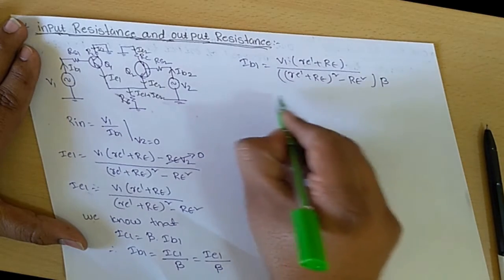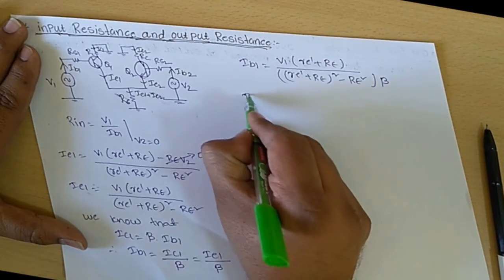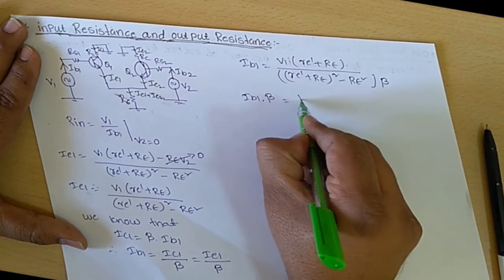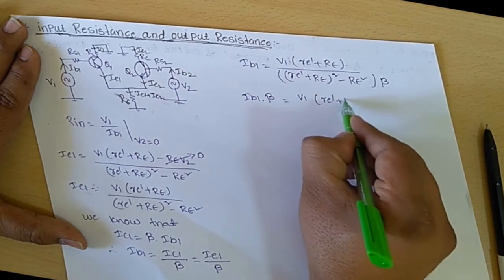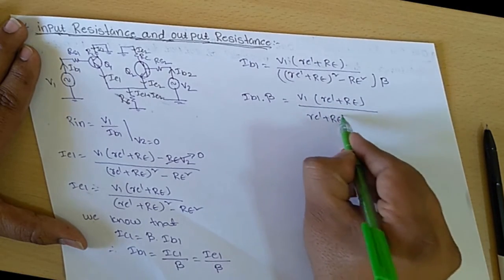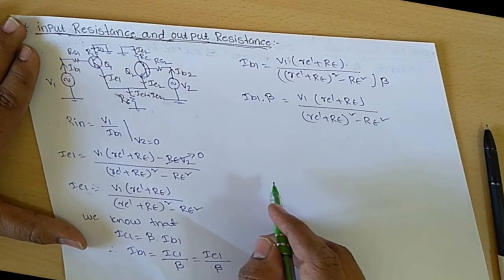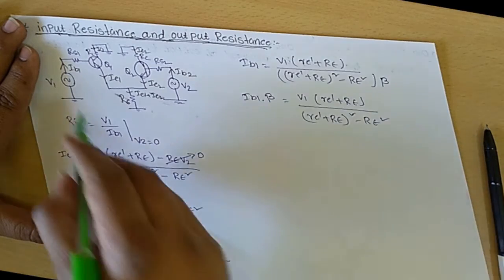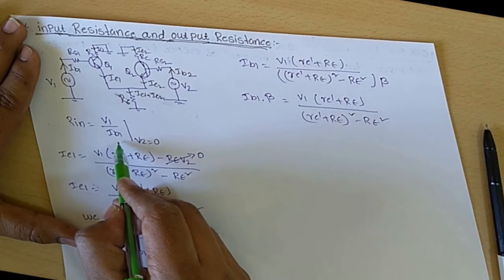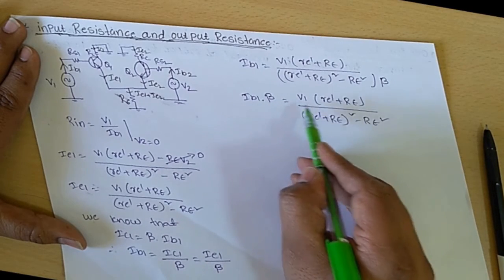Okay, and here this denominator can be shifted to the left side, then we will get IB1 into beta equal to V1 of (RE dash plus RE) whole by (RE dash plus RE) whole square minus RE square. Okay, we want to estimate the input resistance of this differential amplifier. We require the RIN equal to V1 by IB1. So here we have the IB1 term at the left side and the V1 term at the right side.